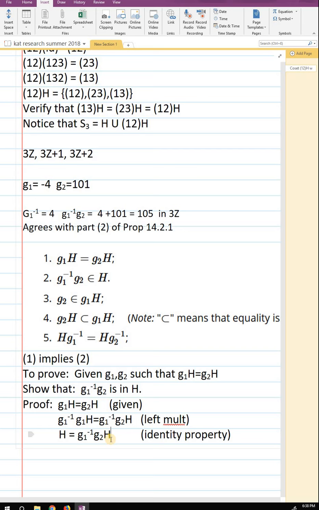No, you can't. So what this means is that no matter what element of H I put in here that belongs to H, I'll get an element out here that belongs to H. But we're trying to show that G1 inverse G2 is in H. So what I want to do is choose a well-chosen element of big H to put in here, because this is true for any element of big H. How about the identity? All right, let's try the identity.